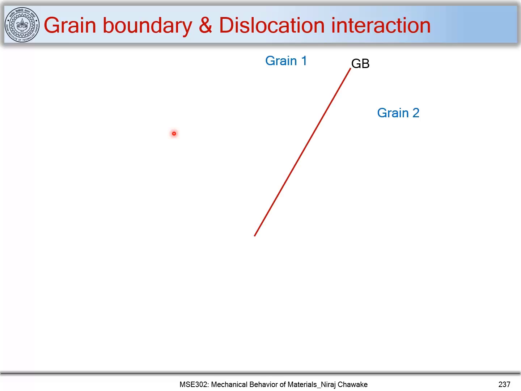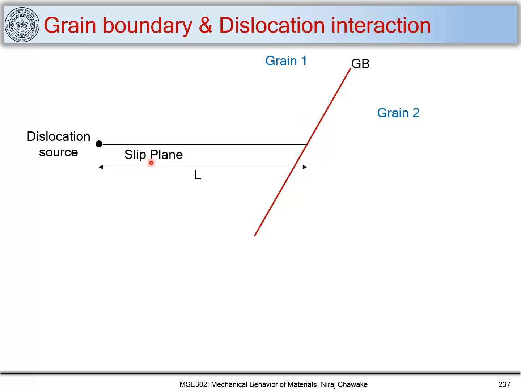Now let's consider these two grains, and let's consider there is a boundary between these two grains. This red line is indicating the boundary between these two grains. And let's consider this slip plane. Let's consider this dislocation source, which is at a distance of L from this grain boundary. We have talked about the Frank-Read source. This kind of source will be operating in the grain, and this dislocation source is at a distance of L from the grain boundary.